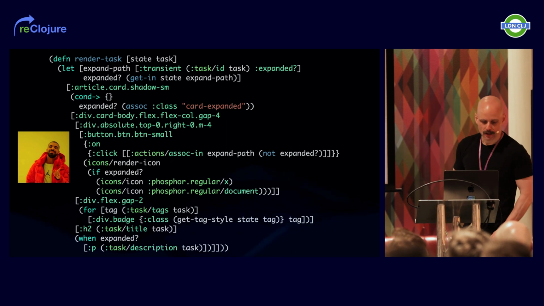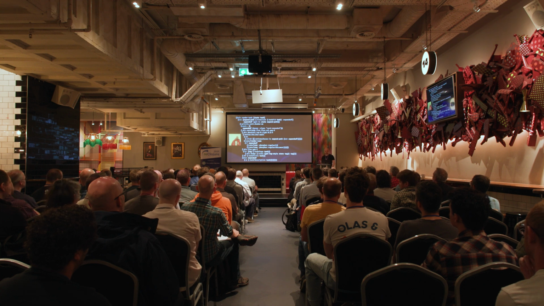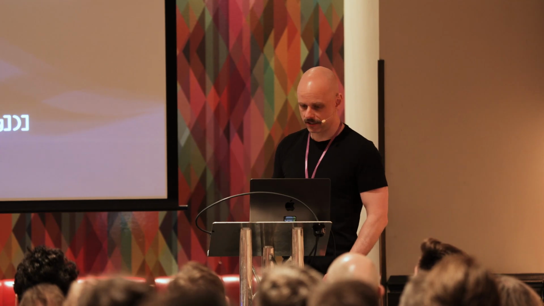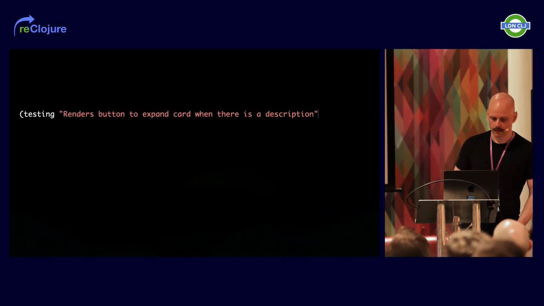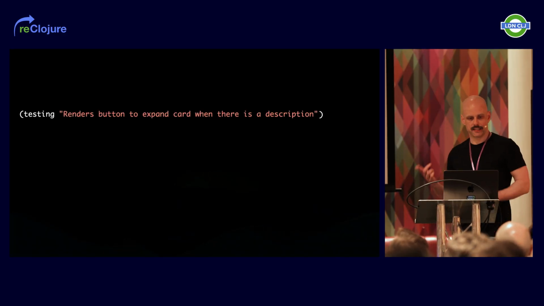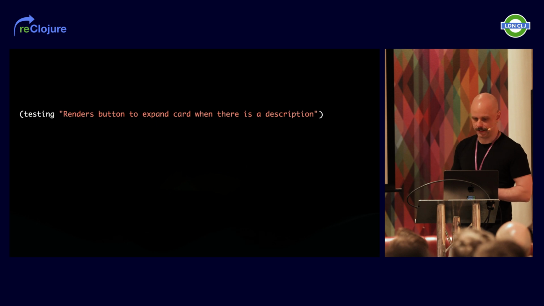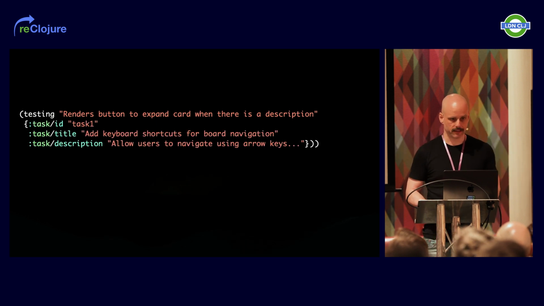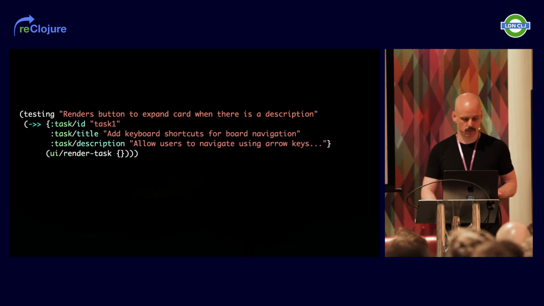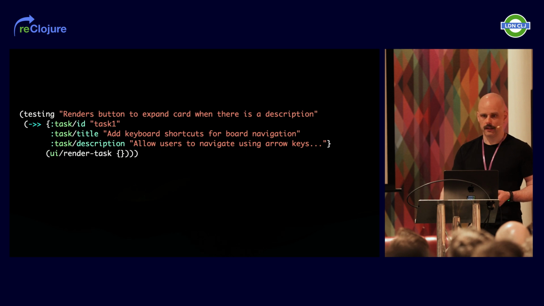It's beautiful. OK. One of the benefits of pure functions and immutable data is that it's really easy to test. So let's write a test. Here I want to test that we have a button to expand the card. I'll start with some sample data, throw it into the render task function, and now we have to write an assertion. And what should that look like?